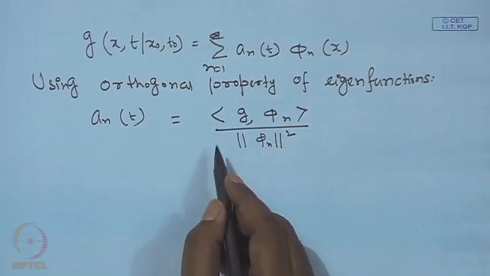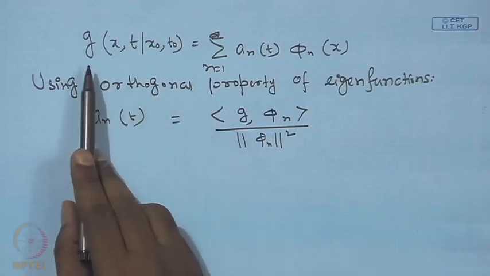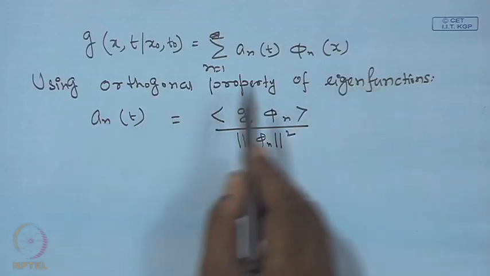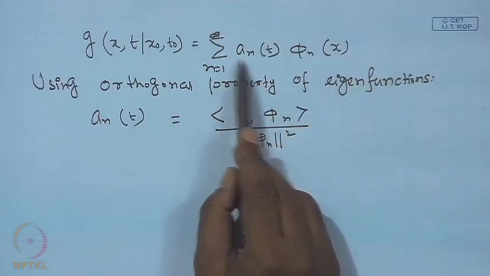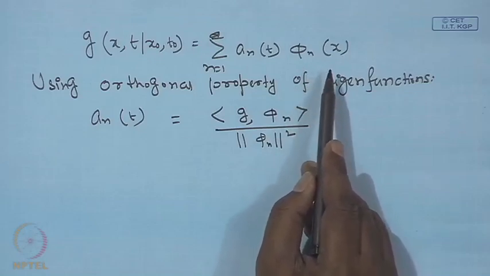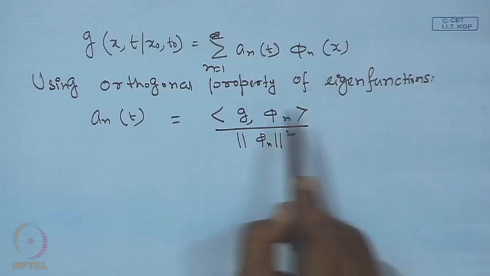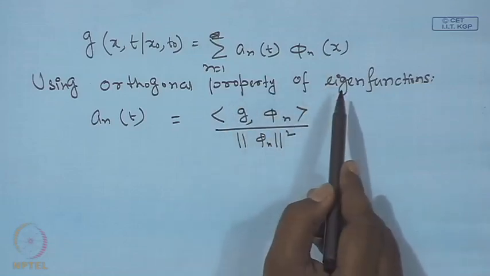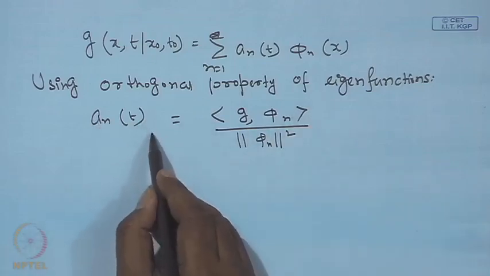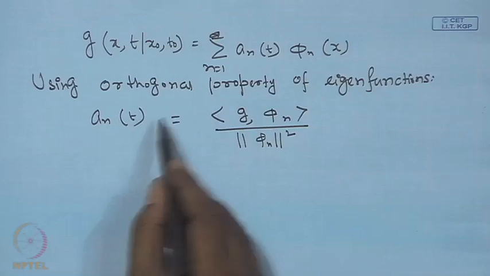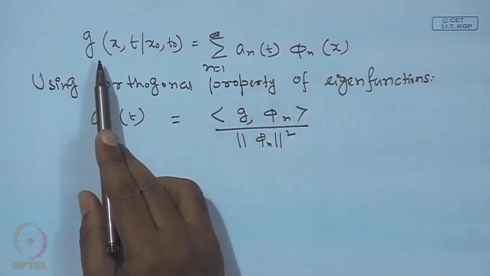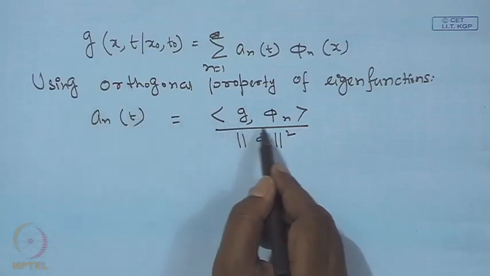What we have done here is multiply both sides by phi_m(x) dx and integrate over the domain of x. On the right hand side, if you open up the summation series, only one term survives, the one with n equal to m. All the other terms vanish because of the orthogonal property of the eigenfunctions, the sine functions. So, you will get a_n times the norm of phi_n on the right hand side, and on the left hand side the integral of g phi_n dx, the inner product of g and phi_n.